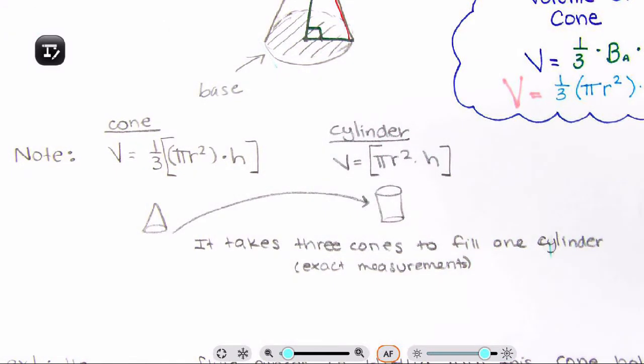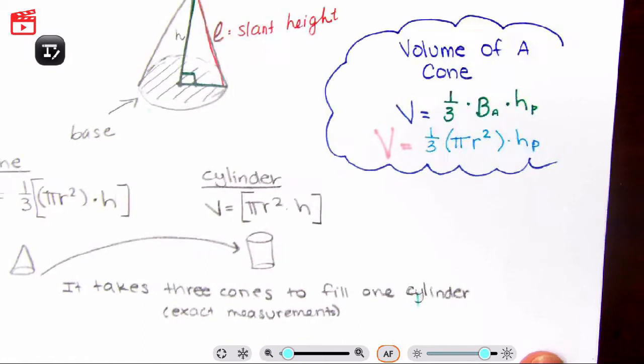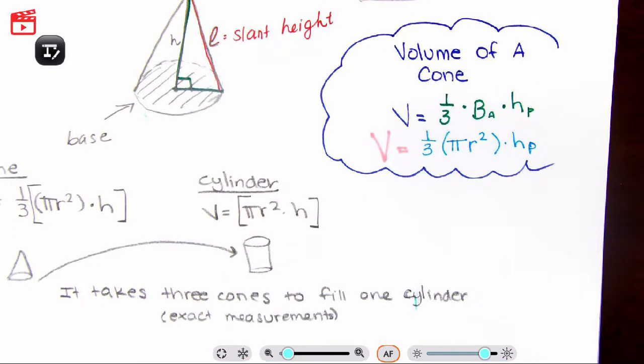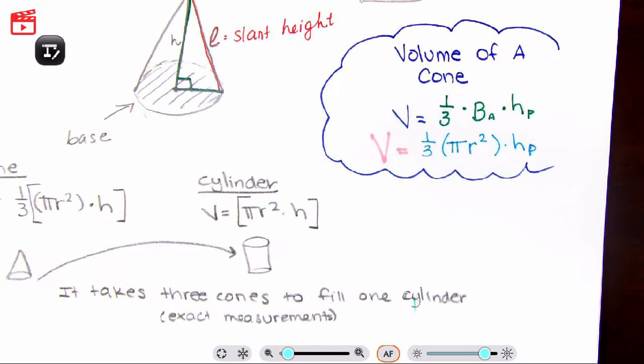There we go. All right, let's jump into an example. Here are your formulas. Make sure you have that. I, again, recommend thinking bubbles so that way they stand out.